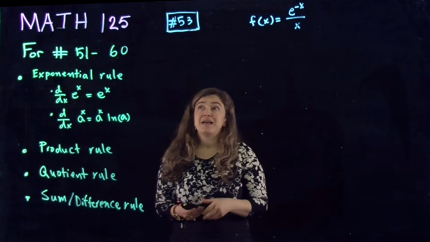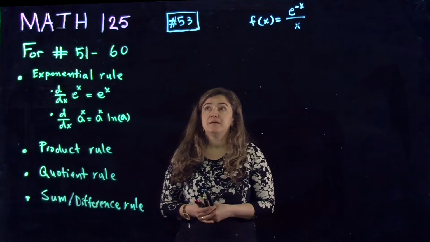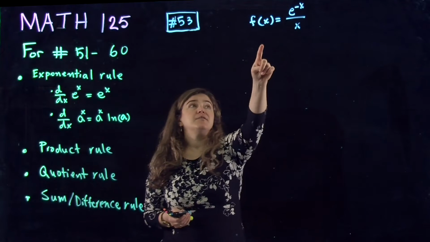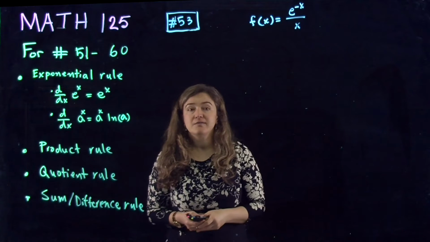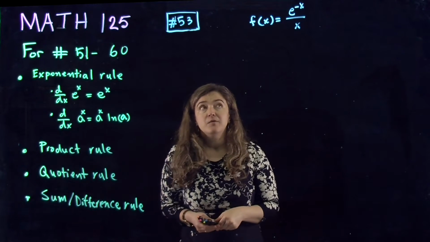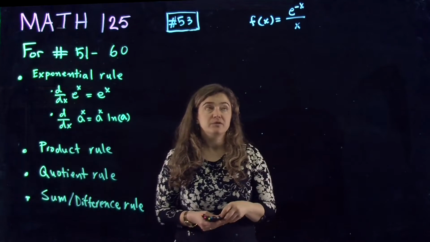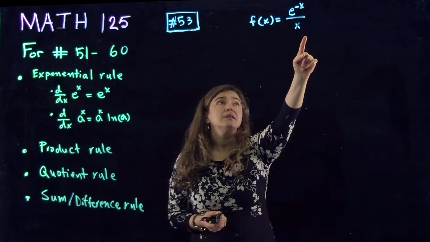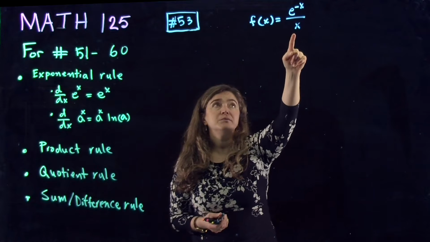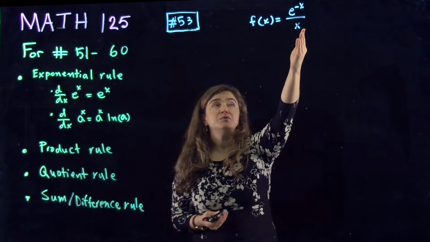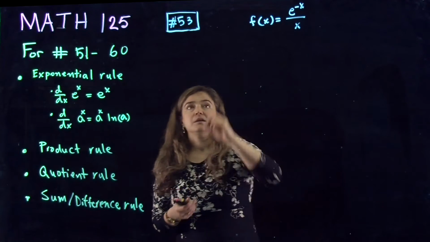We're continuing with Math 125 gateway questions, this time number 53: f of x equals e to the power negative x divided by x. This is out of the series 51 to 60 that involve exponential functions. In here, I see a quotient rule right away, so the first method that I would use is the quotient rule.